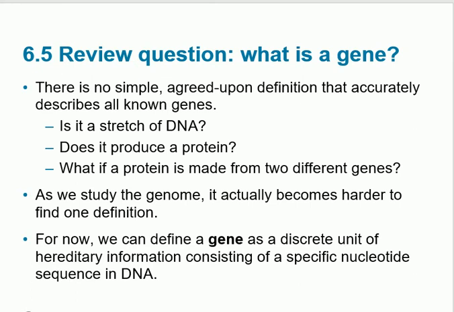So what's the gene again? It's a stretch of DNA that produces one protein. So what's the difference between gene and codon? The gene has instructions for one protein. The codon has instructions for one amino acid. So obviously the gene has a lot of codons. Did we understand? Did you get the idea?